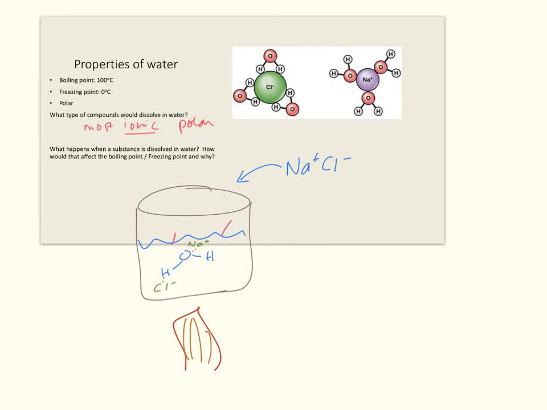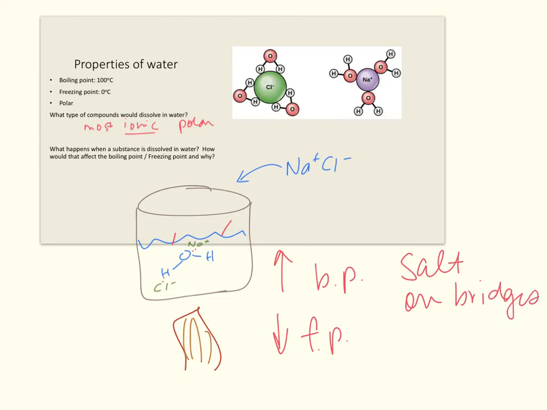So it takes more heat to get the water to go into the vapor phase, to escape into the vapor phase. And so it increases the boiling point, and it's going to decrease the freezing point for the same reason. That's why we put salt on bridges when it freezes outside, because it makes the freezing point go down, and so it can get colder without the ice freezing outside.